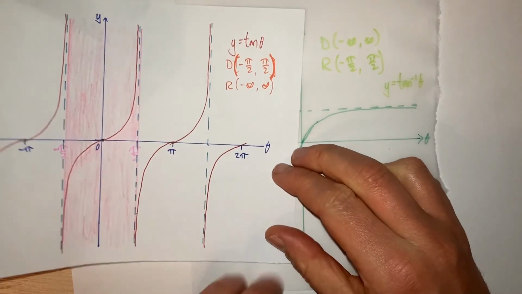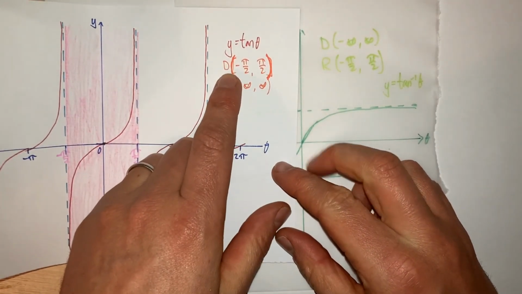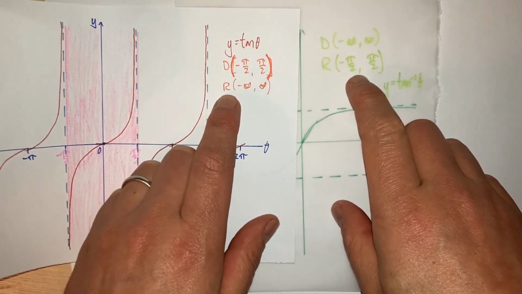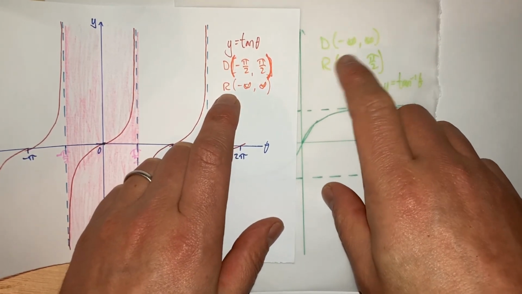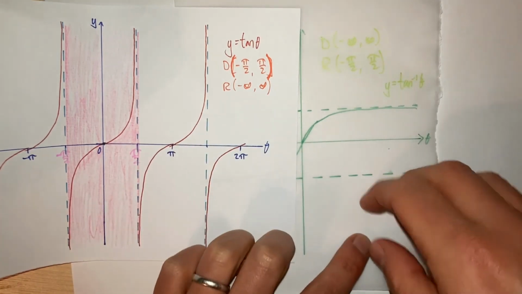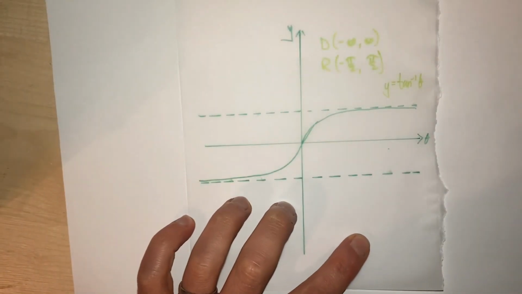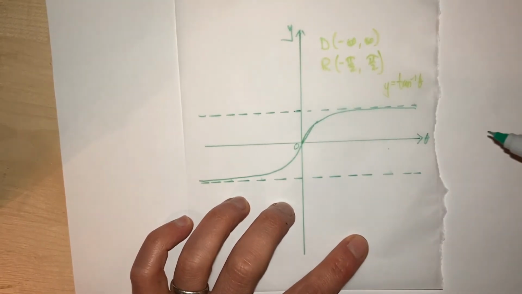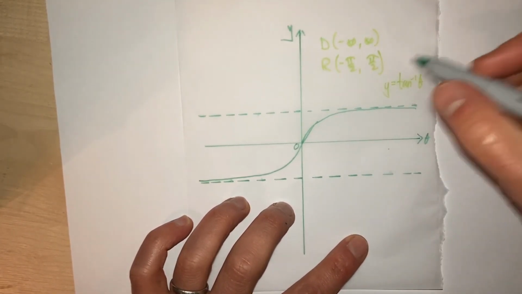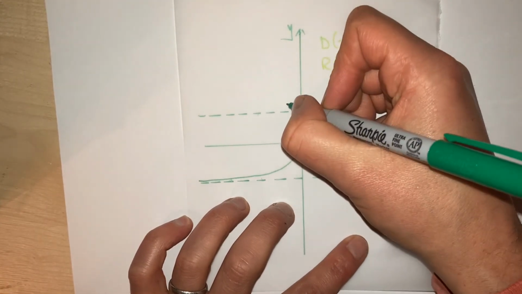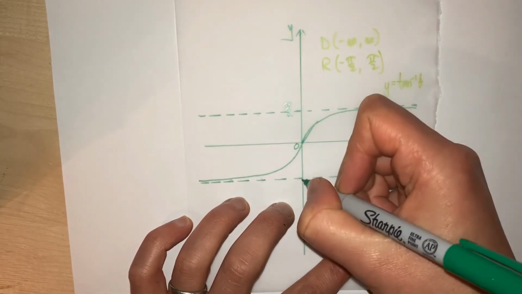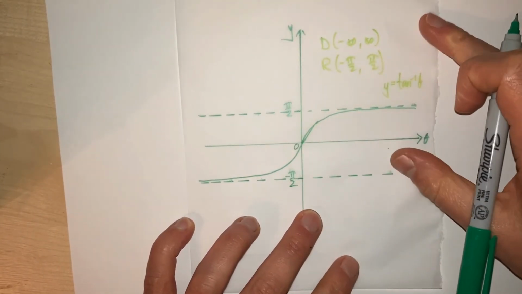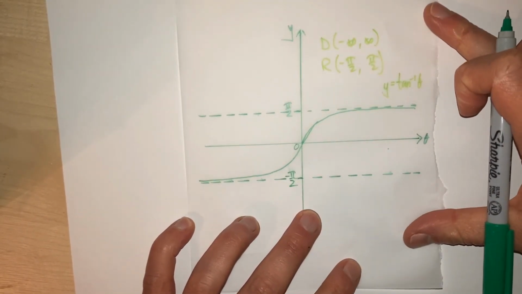Let's check that against the tan. So tan, the domain of the function is the range of the inverse, and the range of the function is the domain of the inverse. To finish up, I'm just going to mark on these points here. So we've got here, we had pi by 2. Down here is minus pi by 2. So this is the graph of y equals the inverse tan of theta.